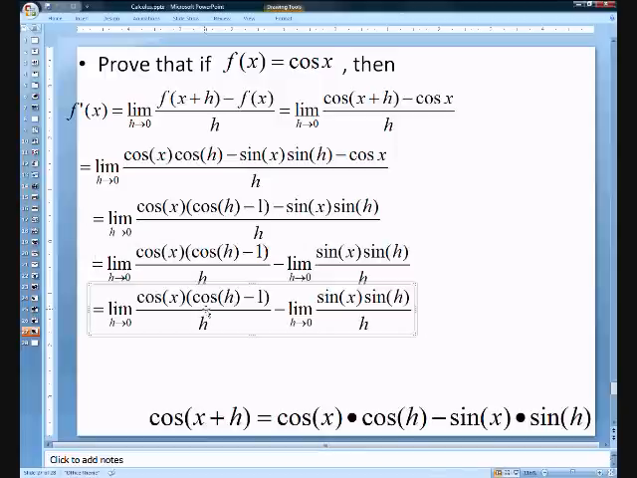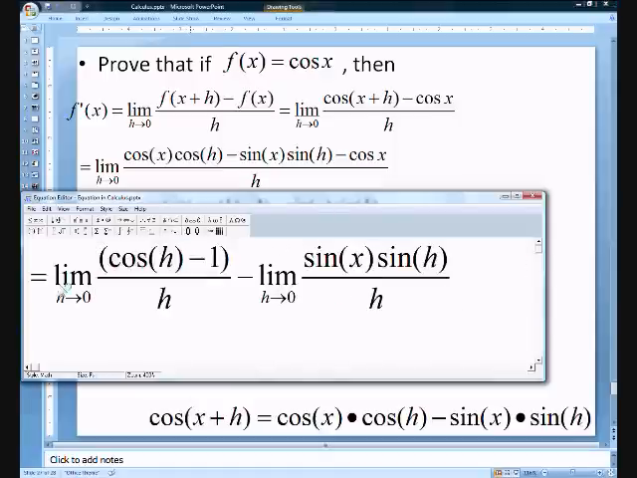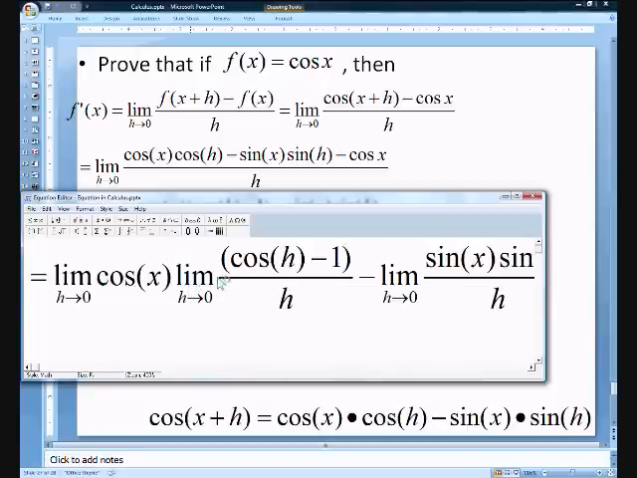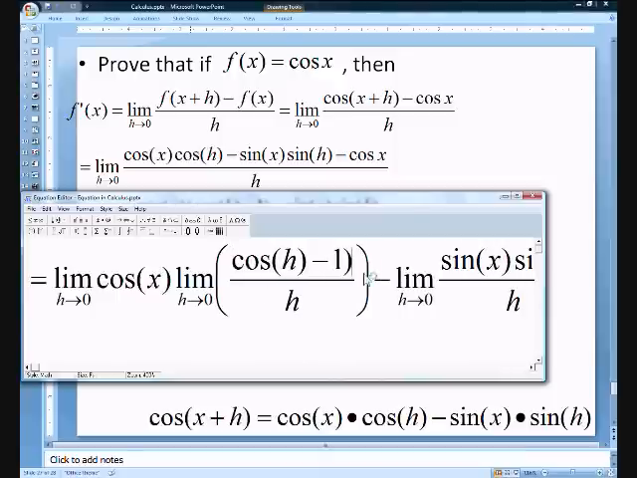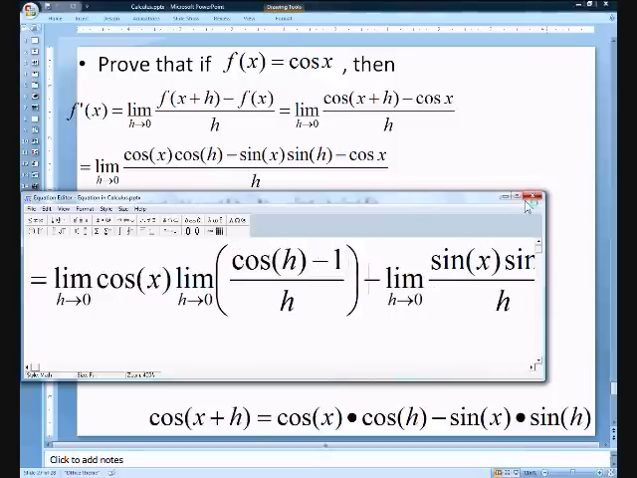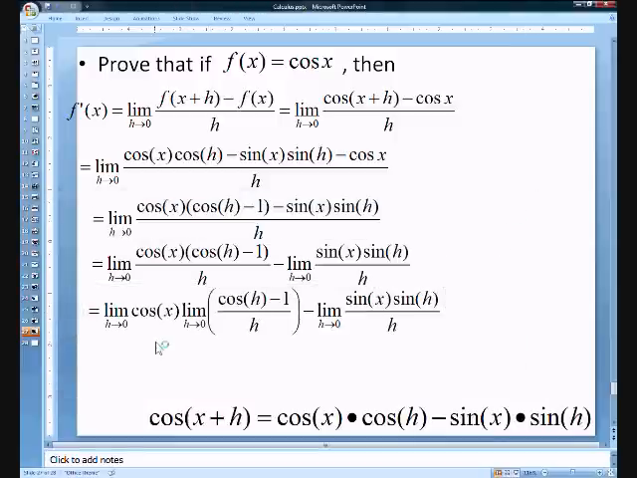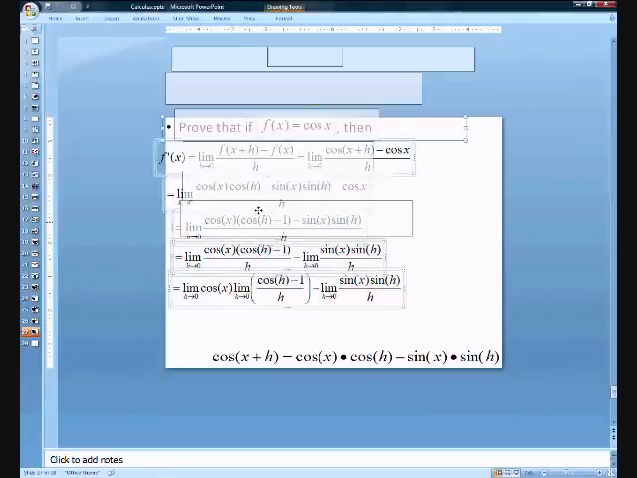And now from here we're going to use the product rule and distribute this limit into this little area here. So cosine x can come out, that can go here, and we're going to have the limit of this entire little quotient here. So, does anything seem familiar so far? Well, maybe not yet. Let's move this up and create more space for us to work with.